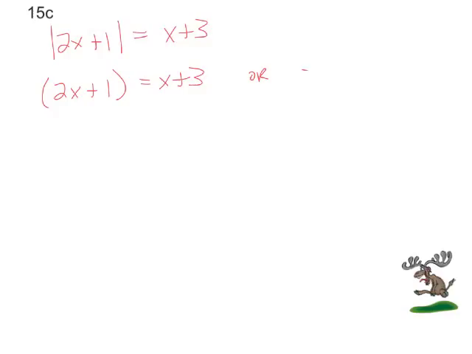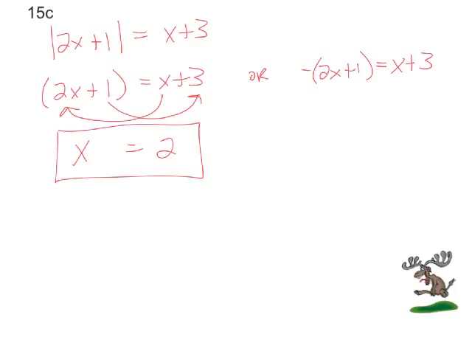Okay, 15c, we have the absolute value of 2x plus 1, and we're setting that equal to x plus 3. Just like all of the absolute value problems, we're going to set up two separate problems and solve them independent of one another to arrive at our solution. First off, we'll solve the left-hand one. We're going to subtract the x to this side and get x. We'll subtract the 1 to this side and get 2. X equals 2 is one solution.